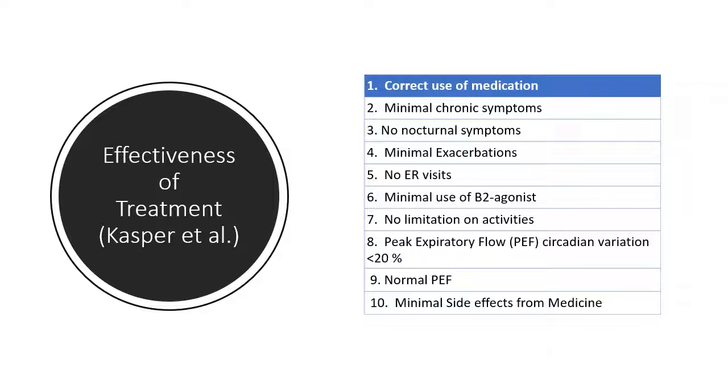Monitoring the effectiveness of the treatment takes 10 steps. The first one is the patient uses medication correctly. Second, minimal or no chronic symptoms like shortness of breath, wheezing, cough, or chest tightness. Third, the patient does not wake up at night with symptoms of asthma. Fourth, minimal or no exacerbations. 5, no ER visit. 6, minimal use of the beta-2 agonist, the rapid relief inhaler.